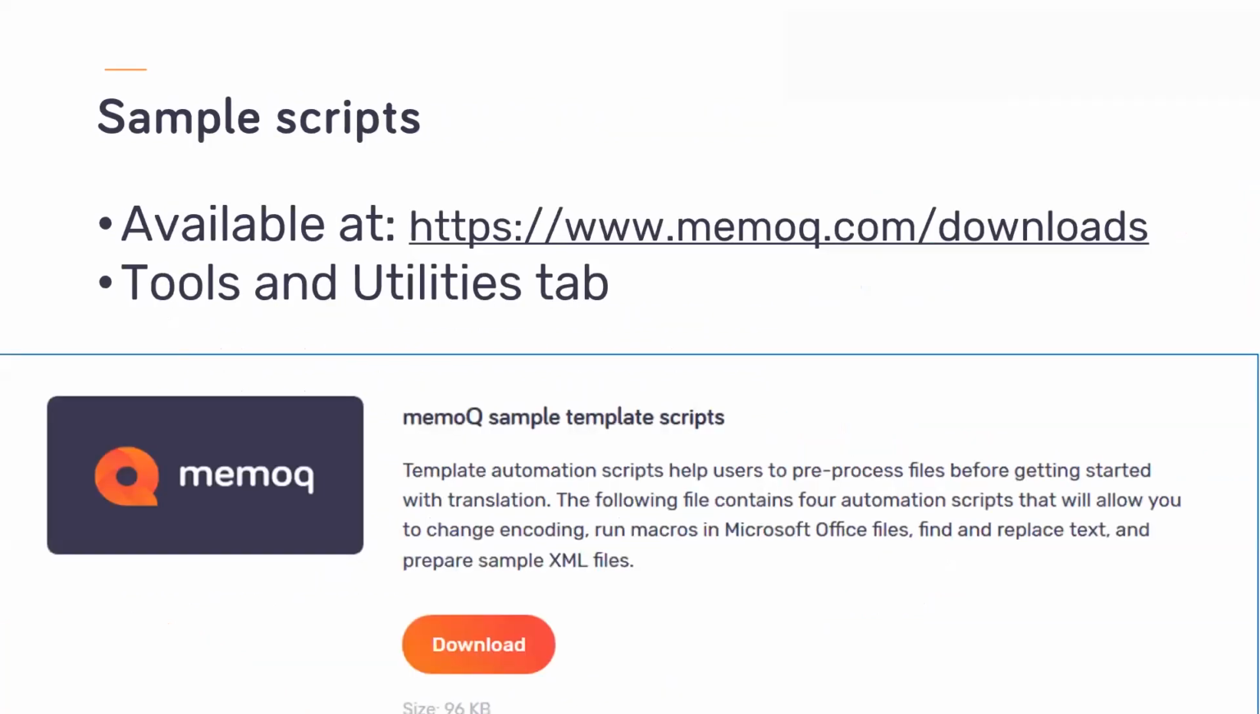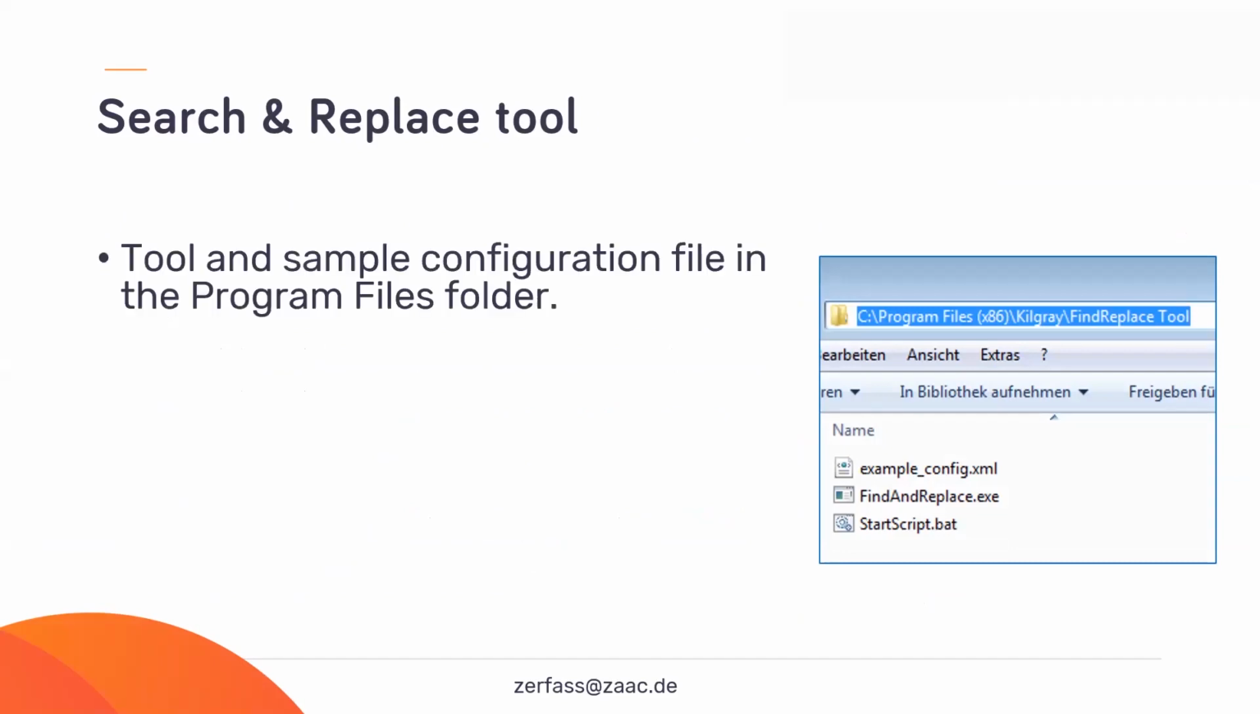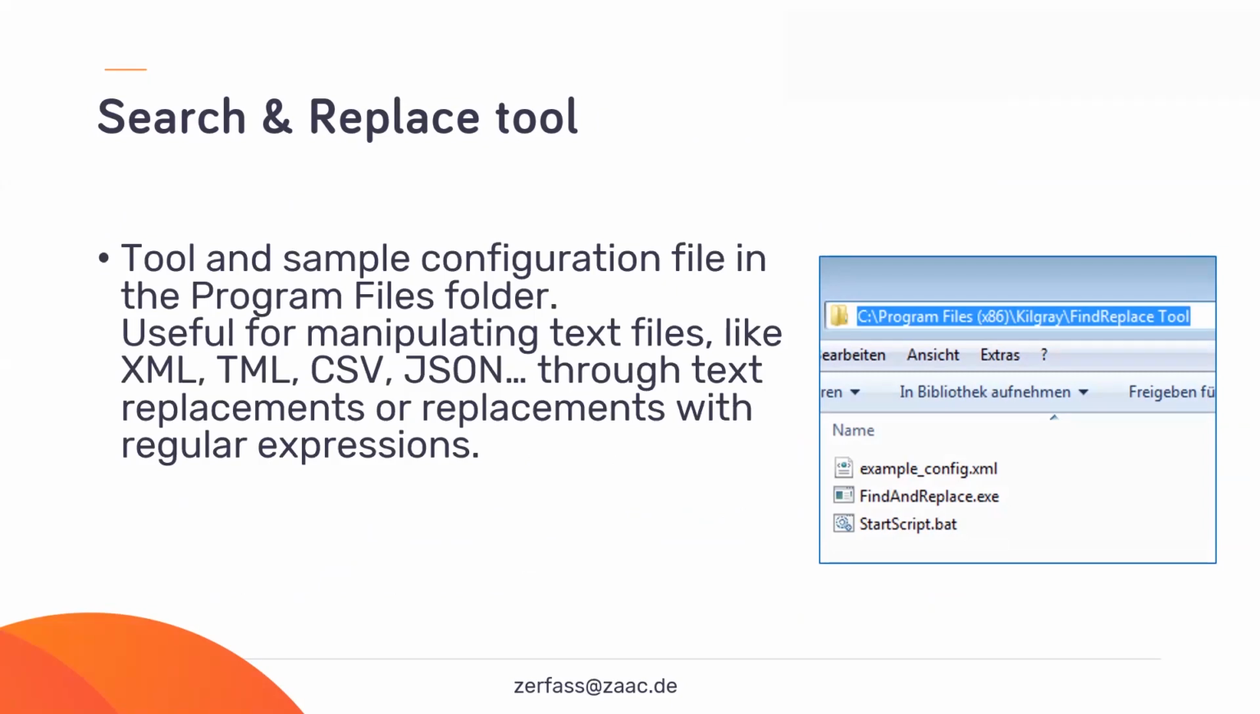There are some sample scripts that you can download from the memoQ website under the Tools and Utilities tab. There's also a description of how things are done. And another one pretty similar to that is the search and replace tool. Actually, that's also installed with memoQ, so it's in the folder that I'm mentioning here, program files. It's useful for manipulating text files, and you can do replacements either with text replacements or with regular expressions.